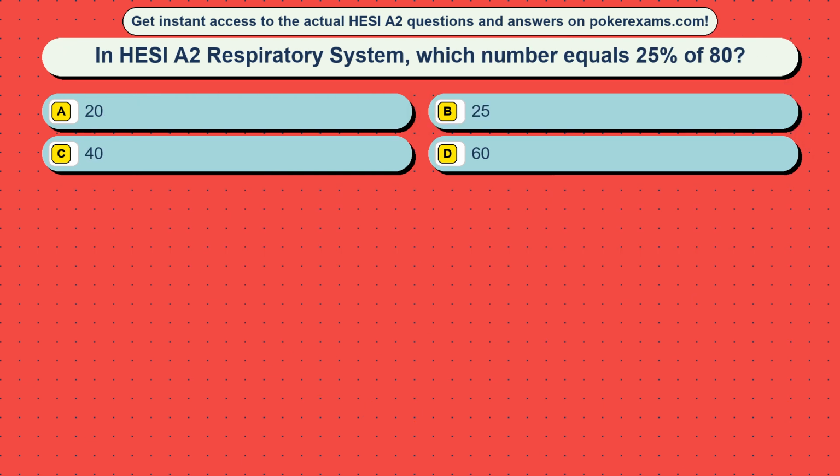Question 13. In HESI A2 Respiratory System, which number equals 25% of 80?